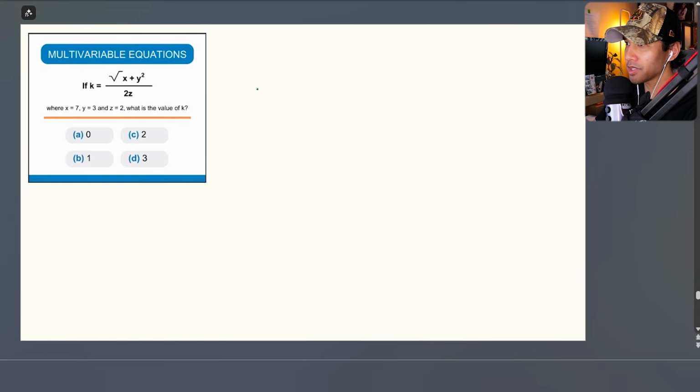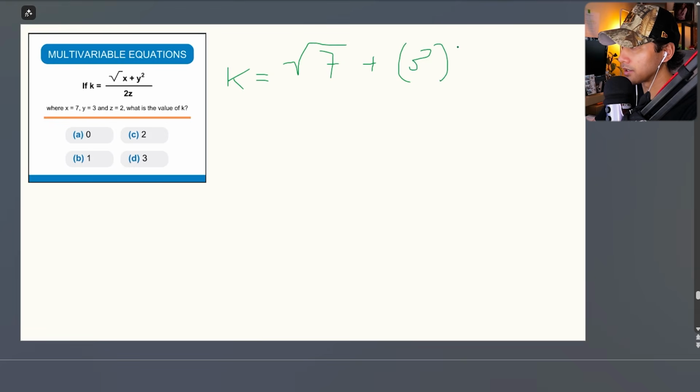I'm going to start using my favorite color. I've been using blue, and I want to use green. Okay, if k equals the square root, we're just going to go ahead and substitute the variables into the equation. So this is 7 plus y squared. I'm going to just put this in parentheses to separate it. 3, that's an ugly 3, squared, over 2, and then z is 2, right?